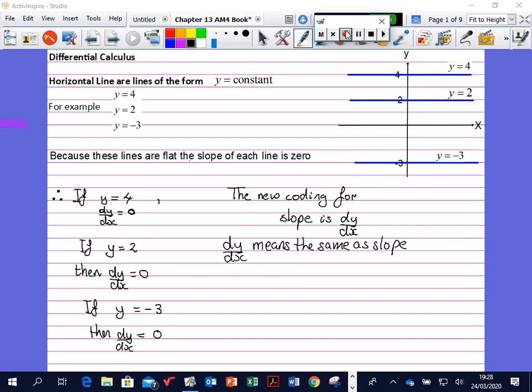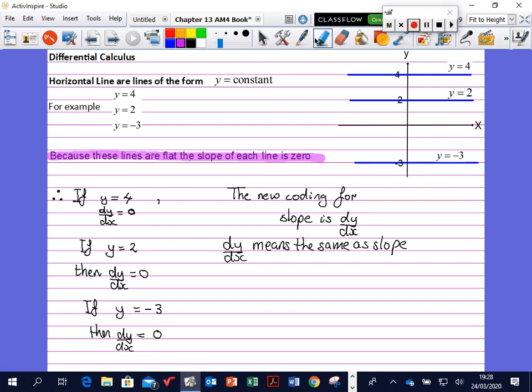Because these lines are flat, the slope of each line is equal to 0. So therefore, if y is equal to 4, then dy dx is equal to 0. The slope is equal to 0.